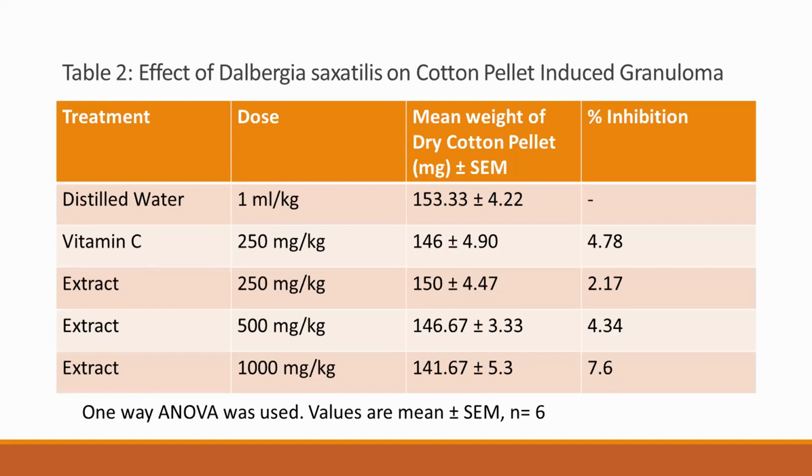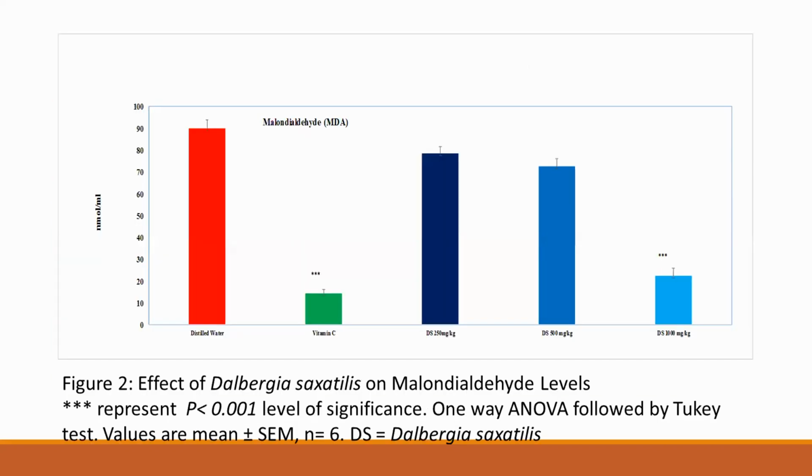Using this cotton pellet induced granuloma method, we didn't observe any significant difference in the inhibition, though there was inhibition, but very low, very light, even in the vitamin C group. Though vitamin C is an antioxidant, so we didn't expect it to show a very promising activity on cotton pellet induced granuloma method, which is an inflammatory model. And same goes for our extracts, that in all the groups, there was no significant inhibition, though there was, but not much. Next slide, please.